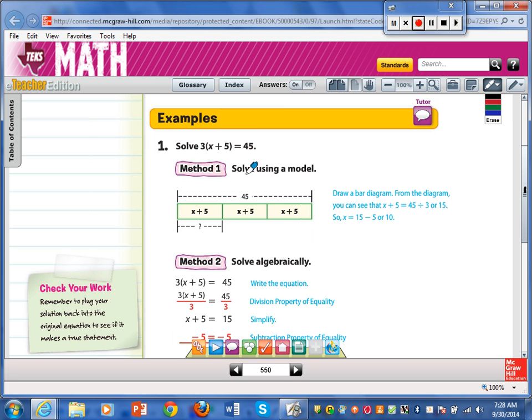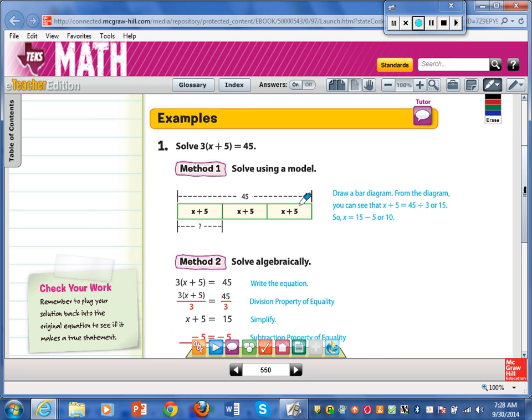Method 1. Solve using a model. Maybe with the model you'll understand this a little better. This says that everything has to equal 45. So if you make a model like this one here, the whole bar itself is going to equal 45. In this case you can see it as 3 groups of whatever this is, so you're going to break this 45 into 3 equal pieces.